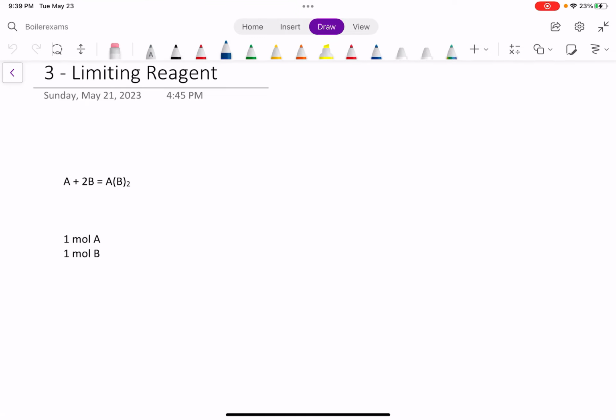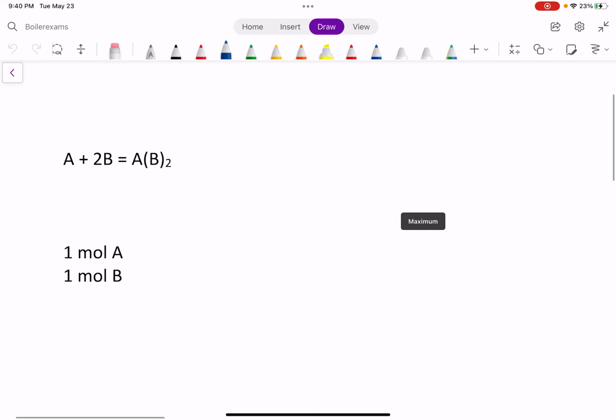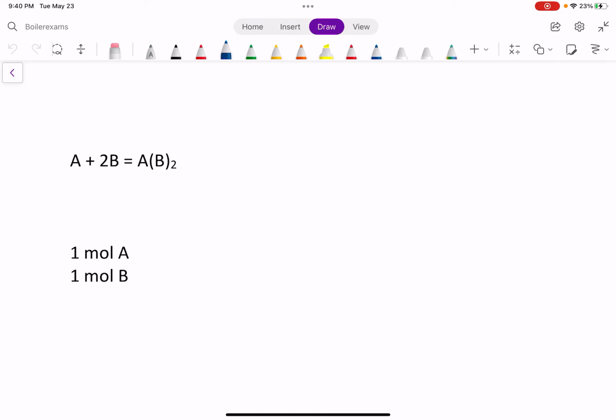This is going to be a quick video going over limiting reagent problems and how to solve some of these. I've seen one of these problems on each of the past exams, the first exam, so it seems like a worthwhile skill. So let's quickly go over how we're going to solve these.